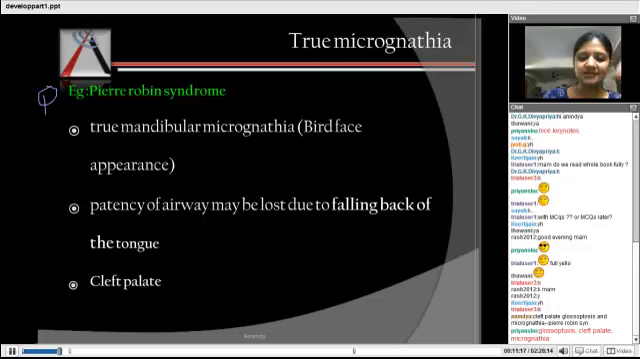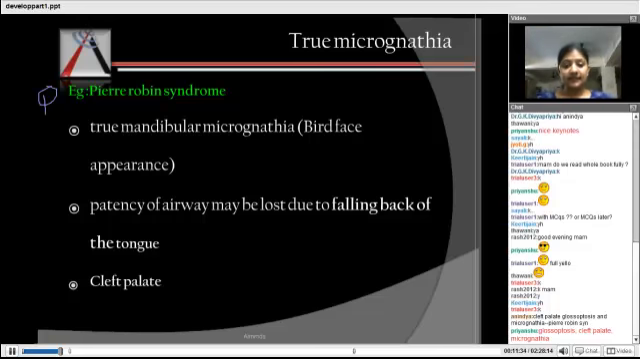So Pierre-Robin is a triad where you have three things. You have true mandibular micrognathia, which gives a bird face appearance. Because of the jaw being small, it's got a very typical bird face appearance. It's a narrow, squeezed-out face. Okay?